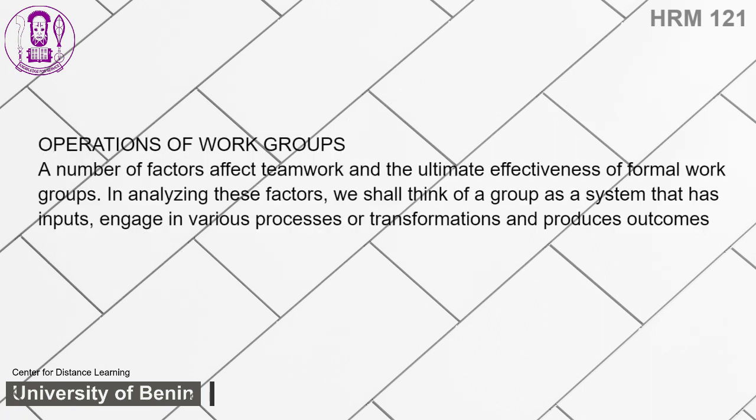organize. Operations of workgroups. A number of factors affect teamwork and the ultimate effectiveness of formal workgroups. In analyzing these factors, we shall think of a group as a system that has inputs, engages in various processes or transformations, and produces outcomes.